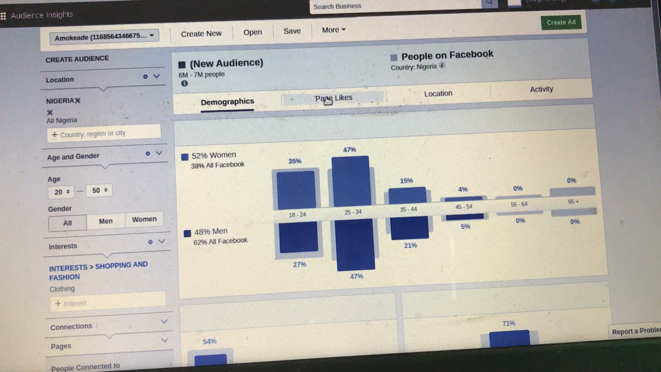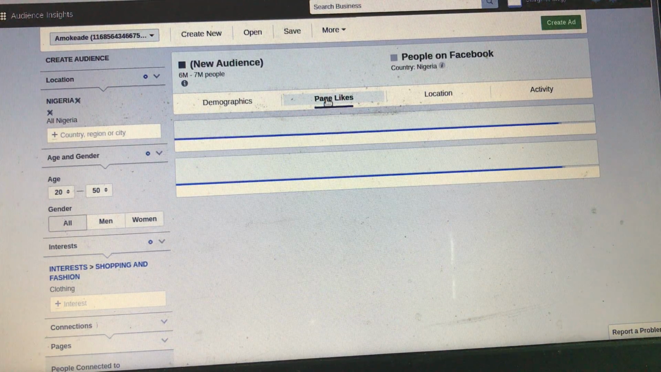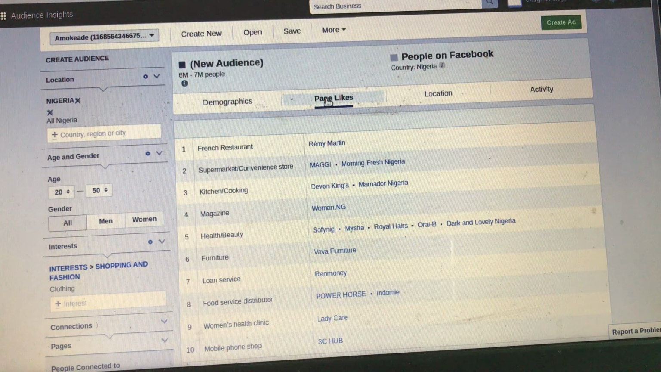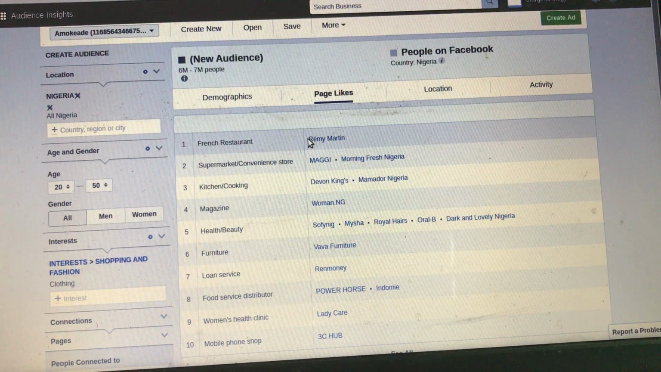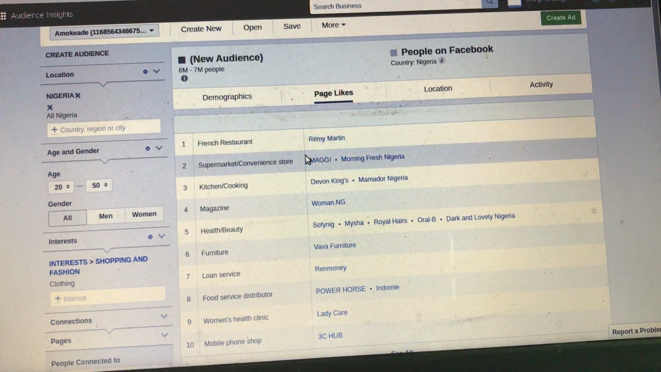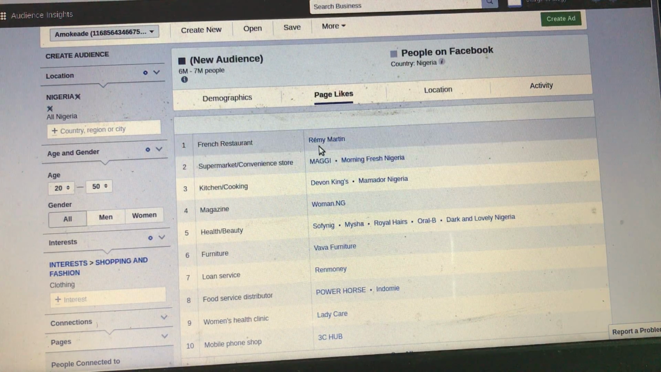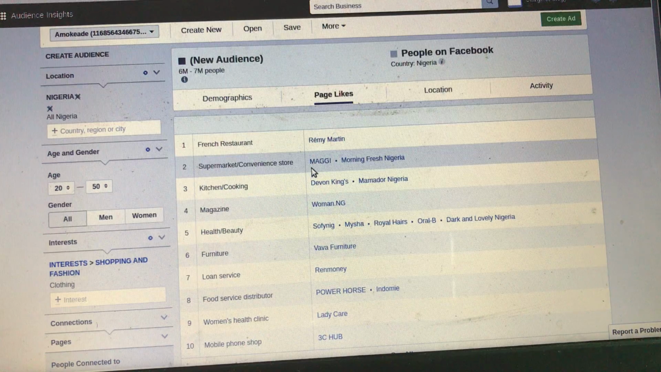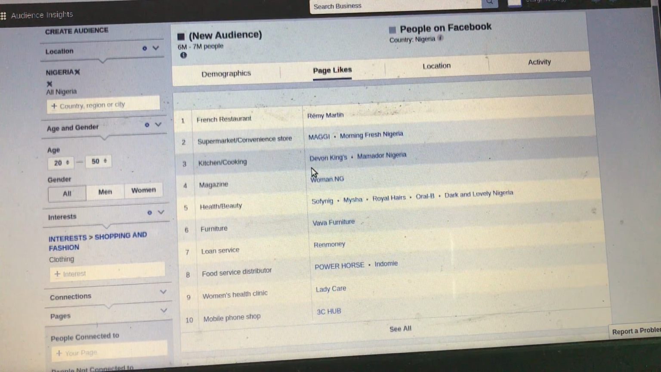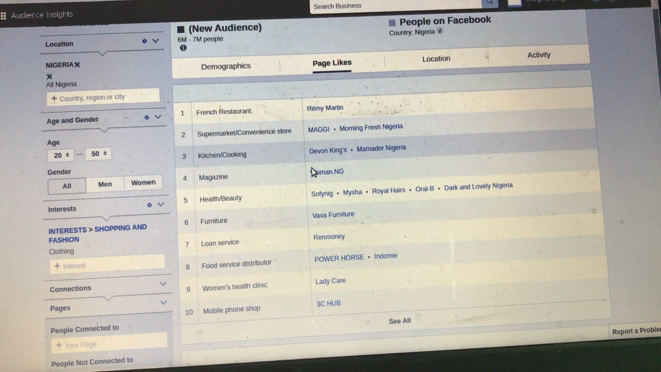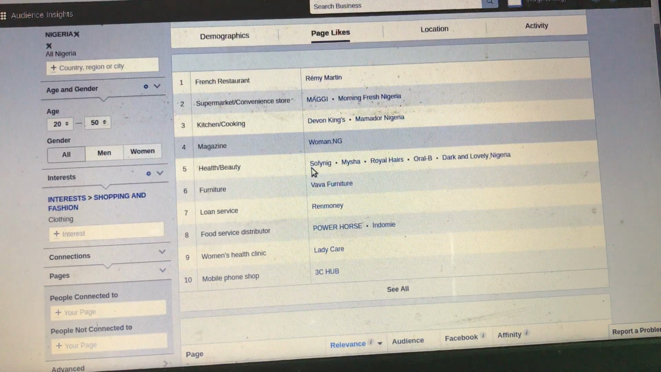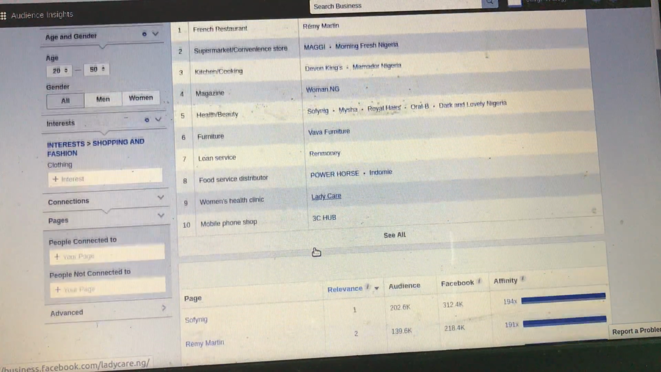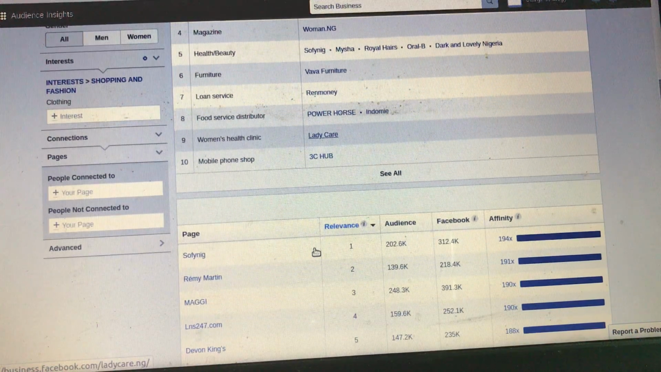So now let's see the pages that these people liked. The pages they liked on Facebook. Now there is this page called Remy Martin. They like the page. So if you are going to target, then you might probably want to target Remy Martin. They like Maggie, they like Morning Fresh, they like Devon Kings, Mama Don Nigeria, Woman NG, and all of those.